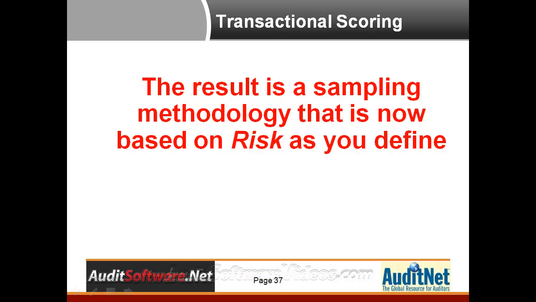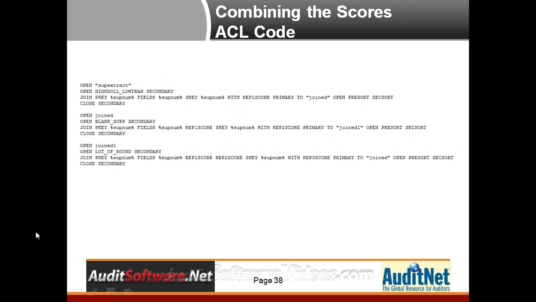In ACL, I started out doing this, and here is some example ACL code, and I'll show you the ACL project in a second. But in essence, all we're doing is opening up each of the reports that we have, like a lot of round or blank supplier information, or high dollars with low transactions for a particular vendor. And in this case, we were joining everything by supplier. So this was more of that supplier vendor score that we talked about.